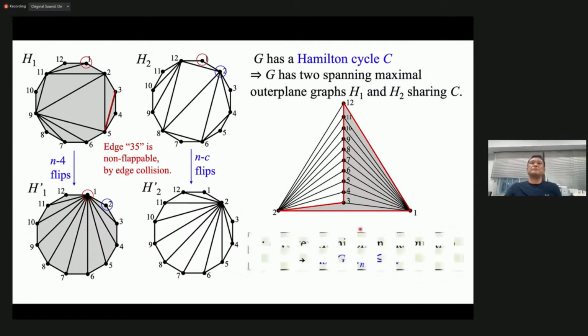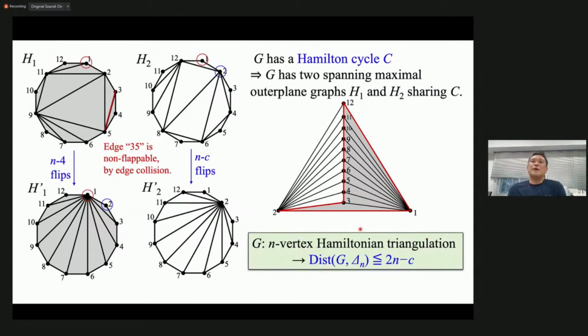Therefore, if G is an n-vertex Hamiltonian triangulation, then the flip distance of G and the standard form is at most 2n minus constant. This means for any two n-vertex Hamiltonian triangulations G and G prime on the sphere, the flip distance is at most 4n minus constant.